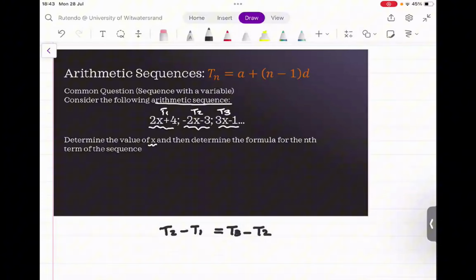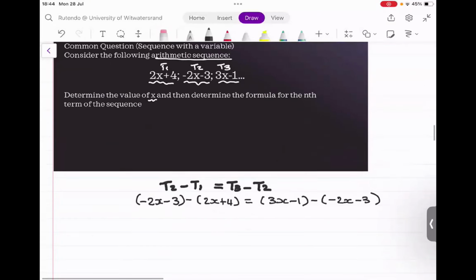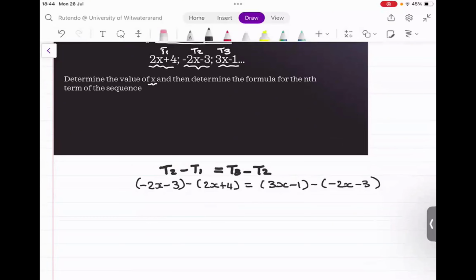So here, my term 2 is minus 2x minus 3, and my T1 is 2x plus 4, and that will equal my T3, so 3x minus 1, minus the previous term, which is T2, which is minus 2x minus 3. Okay, so now we just have x's. Can you see there's only x's? So we can actually find what the value for x is, because that's the only thing we're missing. So let's factor out all of these things.